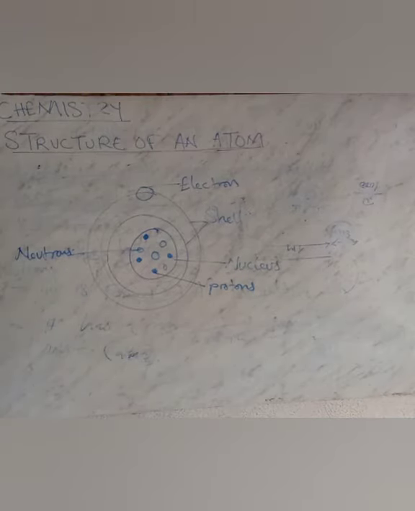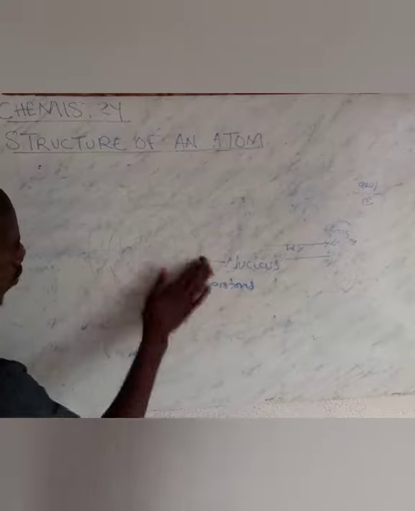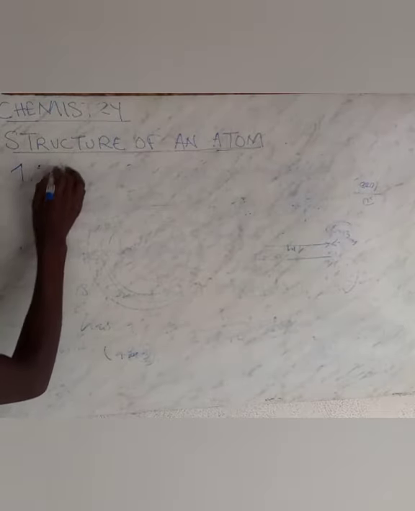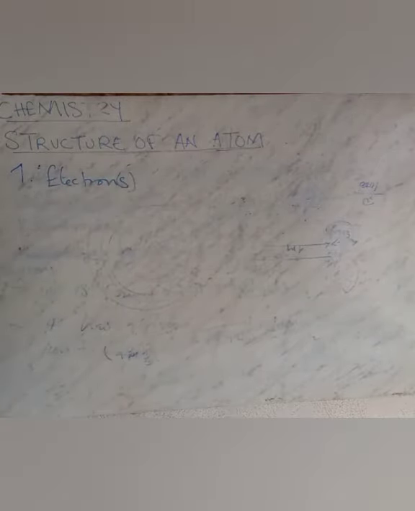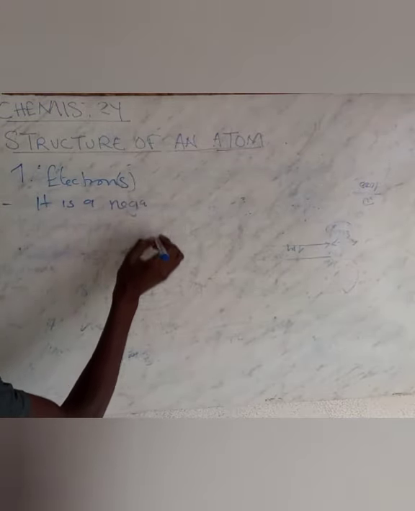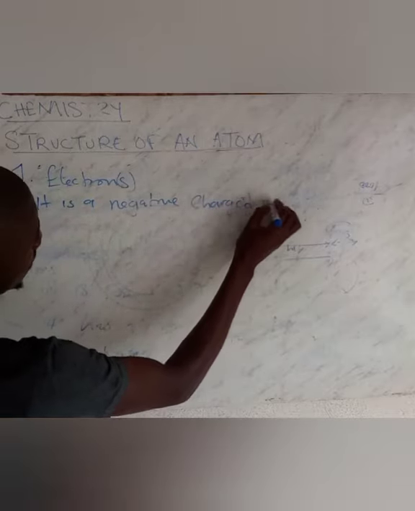Now, it is important for us to understand each of these so that we are able to appreciate them. So let us first start by looking at what an electron is, so that we appreciate the knowledge better. Number one, we are going to look at an electron. What is an electron? Or what are electrons when we talk of them? First, it is important for us to understand that an electron is a negatively charged particle.